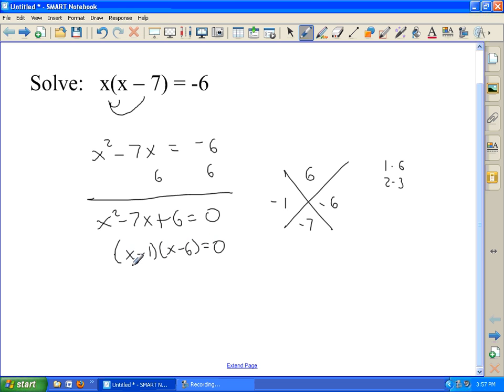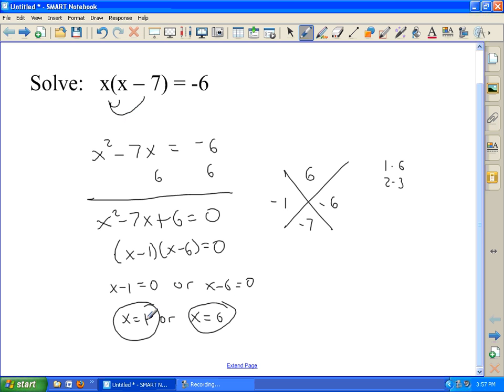Then, remember, the zero product rule says if I have something times something equaling 0, then either the first something equals 0 or the second something equals 0. So I solve each of these for x, add 1 to both sides here, x equals 1, or if I add 6 to both sides here, x equals 6. So these are my solutions to my equation up here.